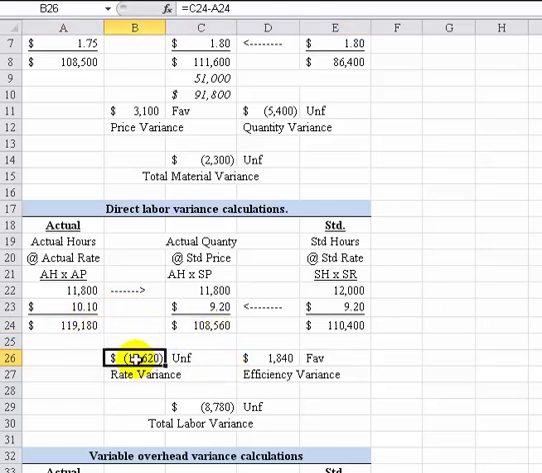So when we do that, what do we come up with? 119,000 versus 108. Calculate that difference, and that's the rate variance. And hopefully that makes sense to you, because we're using the same quantity, 11,800, times the difference between standard and actual rates. And then 11.8 versus 12,000 at the 9.20 standard rate. Here we're just comparing efficiency. The standard called for 12,000. We actually used 200 hours less, so we have a favorable variance equal to the difference between 110,400 and 108,560. Add the two together, and you come up with the total labor variance.